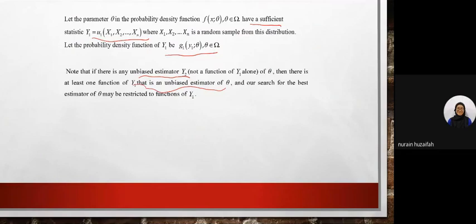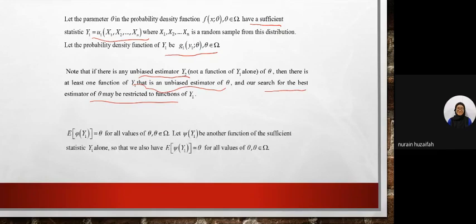So in our search for the best estimator, we normally restrict to the function of Y1, which is the function of the sufficient statistic. Suppose we have verified phi(Y1), another function of Y1, where expected value of phi(Y1) equals theta.